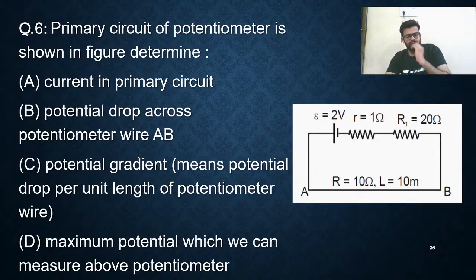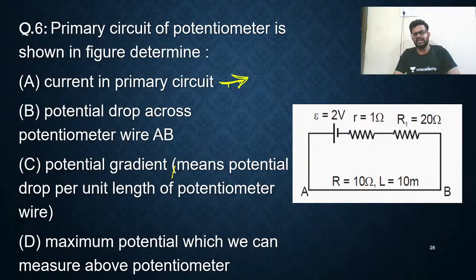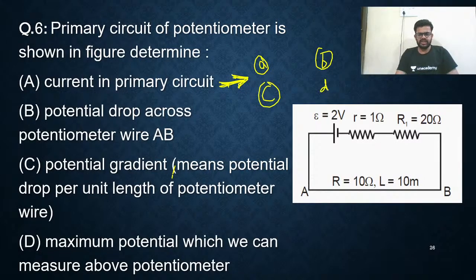The question is in front of you. The primary circuit of a potentiometer is shown in the figure. Find the current in the primary circuit. Only the primary circuit is shown. Find the current in the circuit. I am giving you four options, A, B, C, D. Come on, you can do it. Find the current in the potentiometer wire.